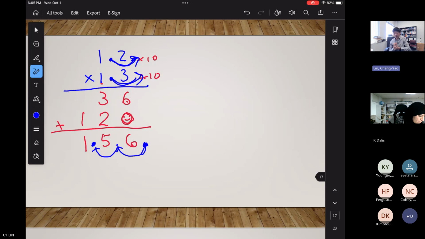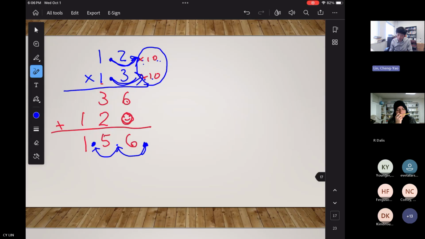Now the next, why we have to move the decimal point? Because you already ignore the decimal point. That means you times 10 there. Now you times the 10 there. So therefore totally you times 100 there. So that's why you have a whole number 12 times 13. Is that right?